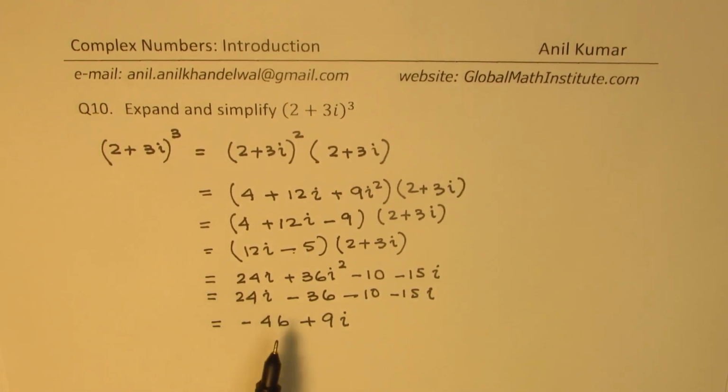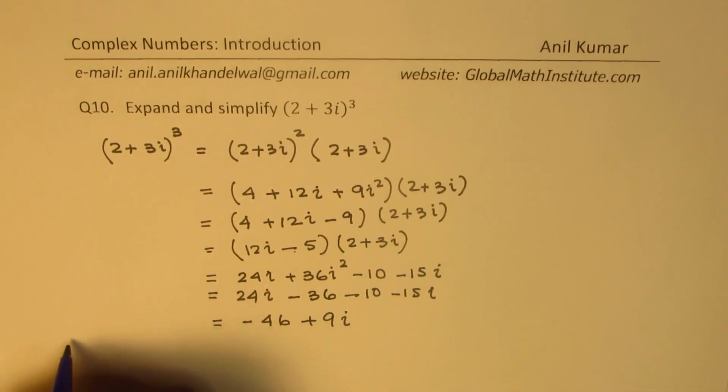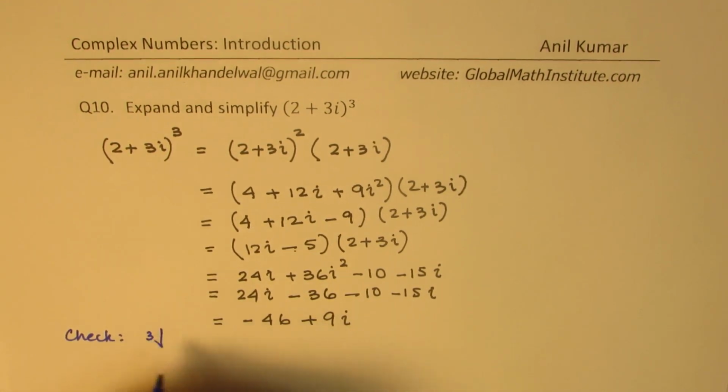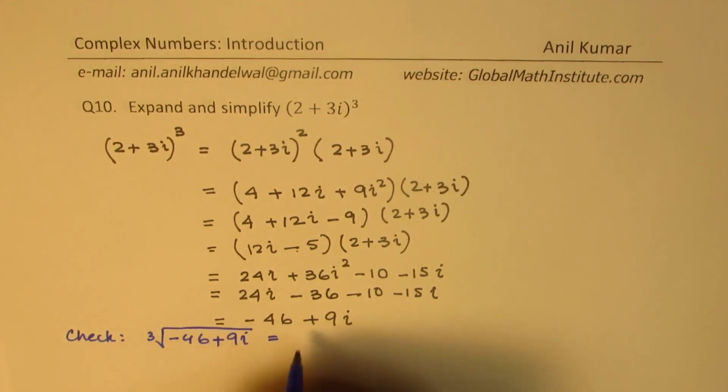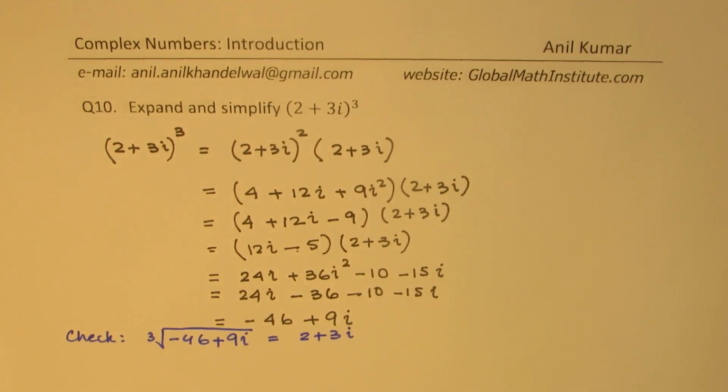You can also say that the cube root of this is that. Perfect. So you can try this out, do the reverse. So check. That is, the cube root of minus 46 plus 9i is 2 plus 3i. Correct? So you could correlate in this fashion.